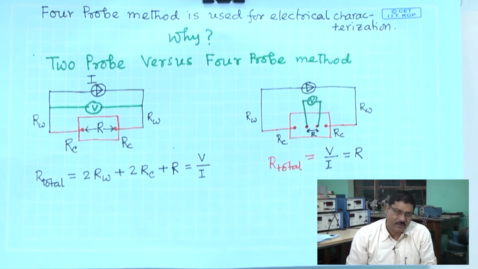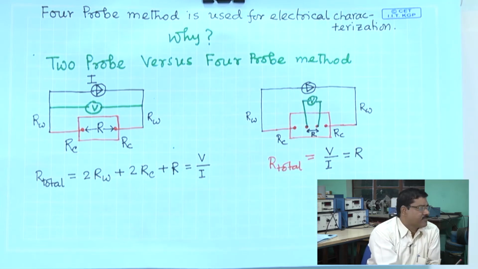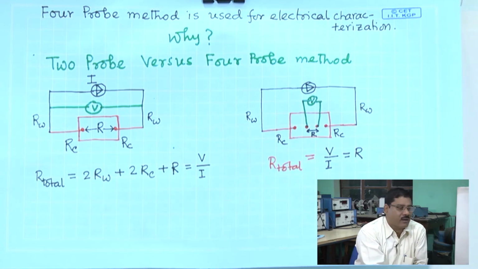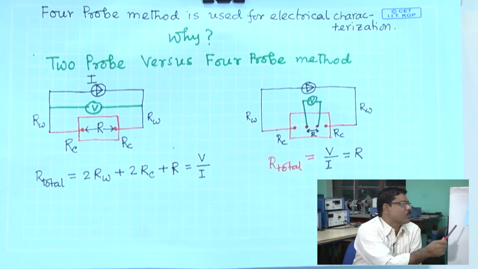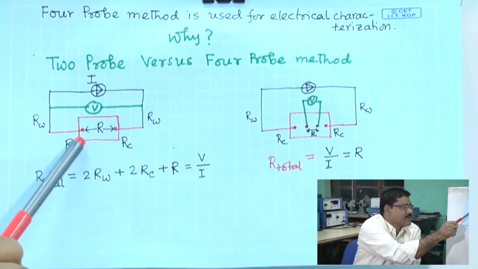So, why will we use the 4-probe method? Why not the conventional 2-probe method, or 2-connection method? Let me tell you what the difference between these two methods is and how the 4-probe method is better than the 2-probe method. So, this red one is your sample.